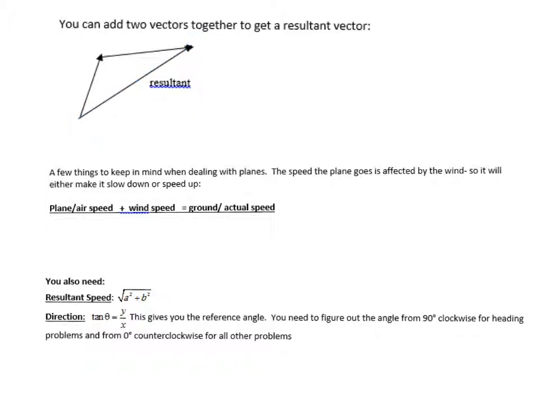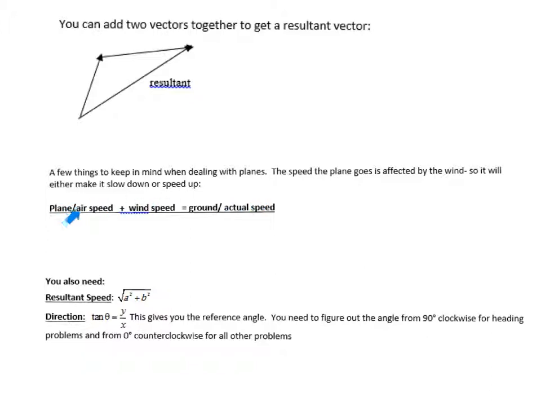Okay, so a few things to keep in mind when you're dealing with planes. When you fly a plane, you also have to take into account the wind. It's affected by the wind, so it's either going to make it speed up or slow down. And it's the same thing for a boat or if you go swimming. Your plane or your airspeed or your boat or whatever speed plus your wind speed or your water speed equals what they call your ground or your actual speed.